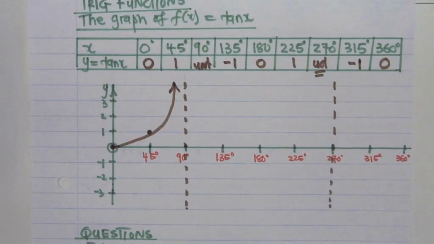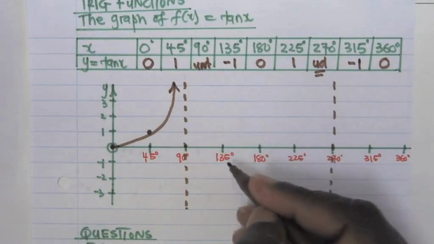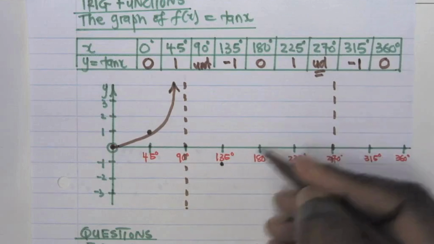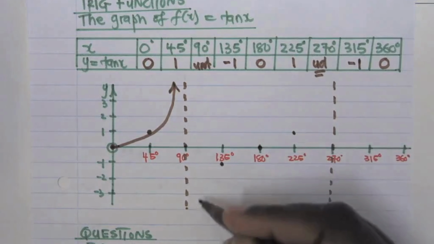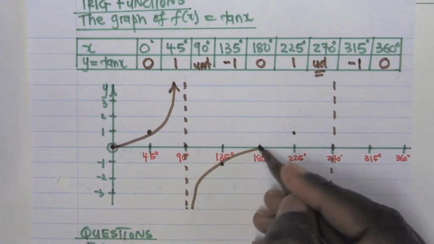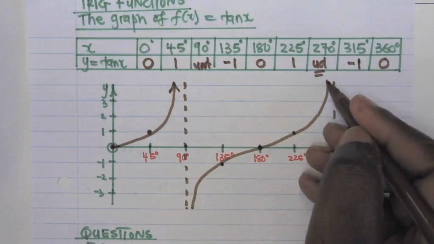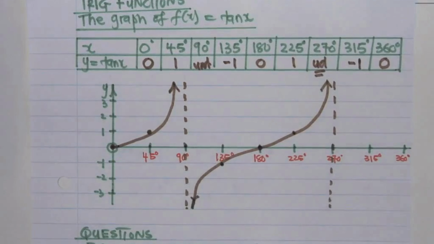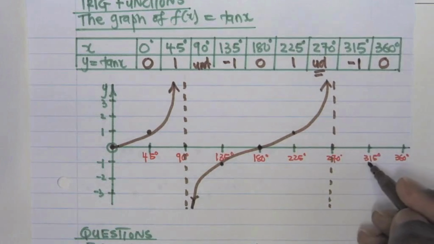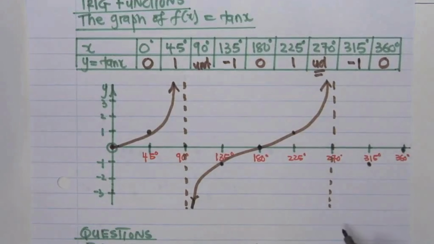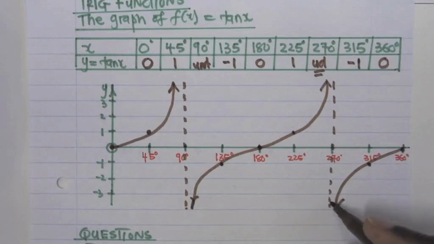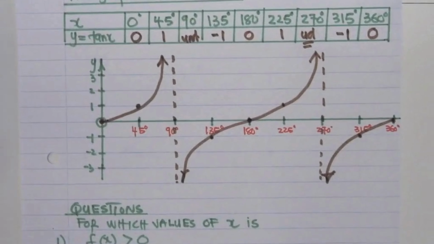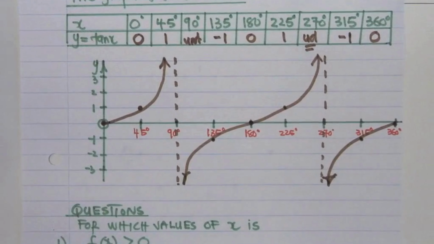And then when I go to the second part here at 135, it is at -1, then it goes to 0, then it goes to +1. Let's join the points. And then at 315, it's giving us -1. At 360, it's giving us 0. And then from here, we can join our points. And that will be the shape of our graph of tan x.